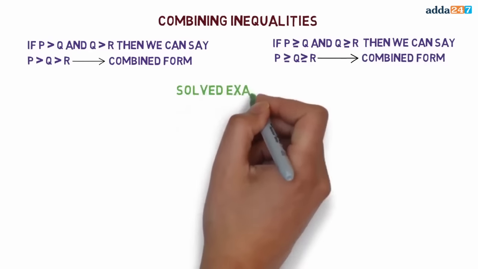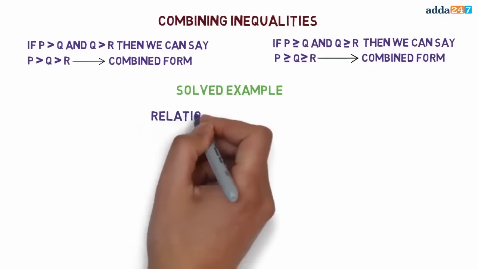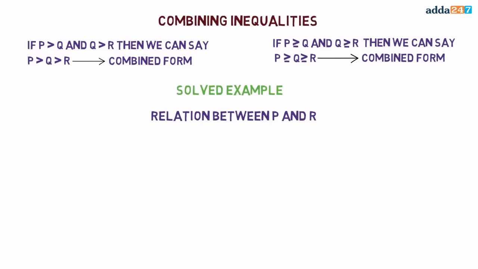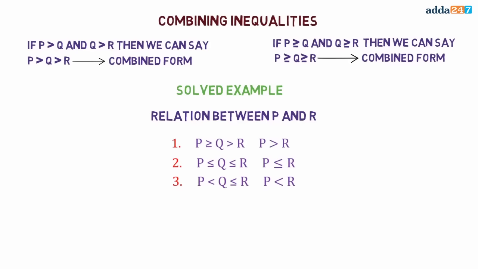Let's look at some solved examples. Here we'll be looking at the relation between P and R. In the first example, if it is given that P is greater than or equal to Q is greater than R, then P is greater than R. In the second example, if P is less than or equal to Q is less than or equal to R, this means that P is less than or equal to R. Third example, P is less than Q is less than or equal to R, this means P is less than R.